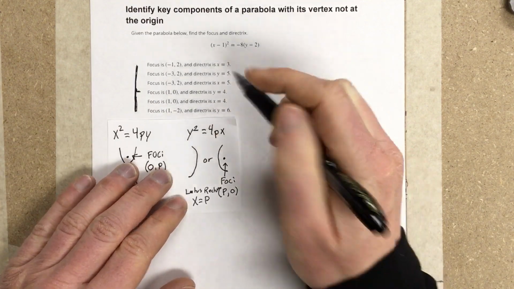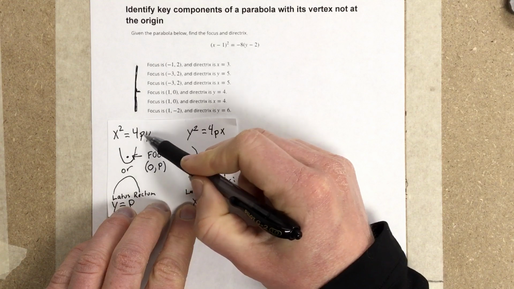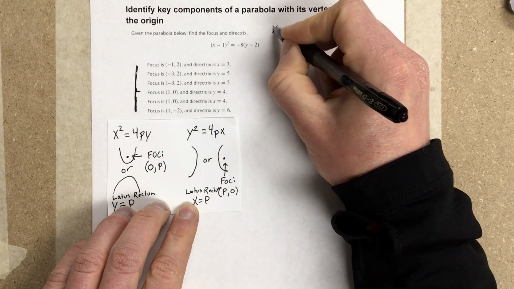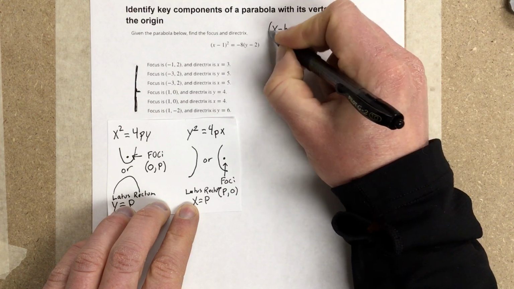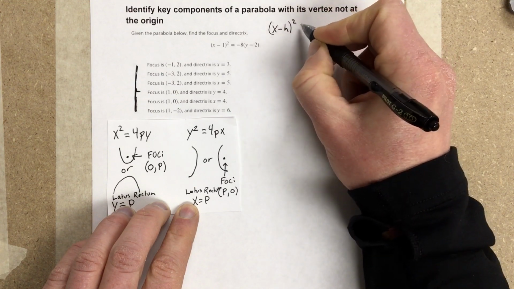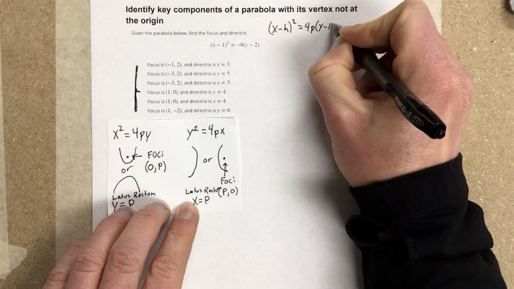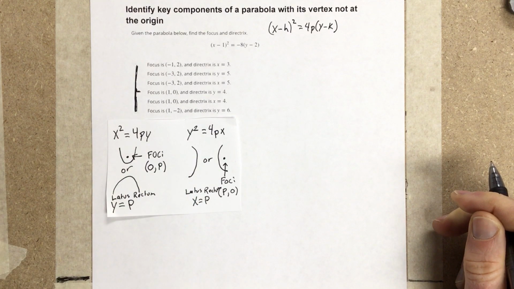Now let's point out real quick that we're dealing with x^2 = 4py. That's the general equation I have here, and it's going to be written (x - h)^2 = 4p(y - k). So that's the original equation that we've got there.